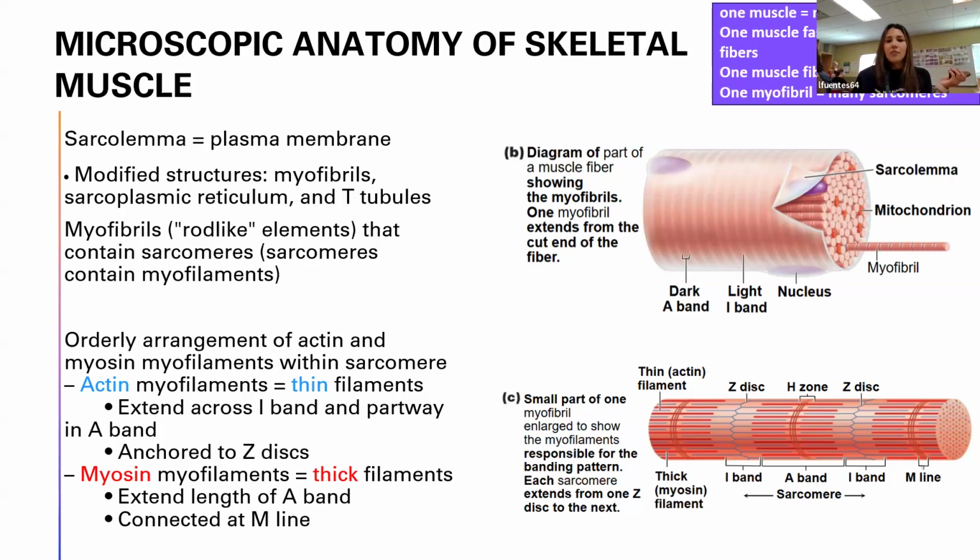And then again, one muscle is many muscle fascicles. One muscle fascicle is many muscle fibers. One muscle fiber is many myofibrils. And then one myofibril is many sarcomeres. I think this is where a lot of students are having trouble understanding what's going on here. So definitely spend some time in this portion of your chapter, because I'm pretty sure this is going to come up a lot in the lecture exam.